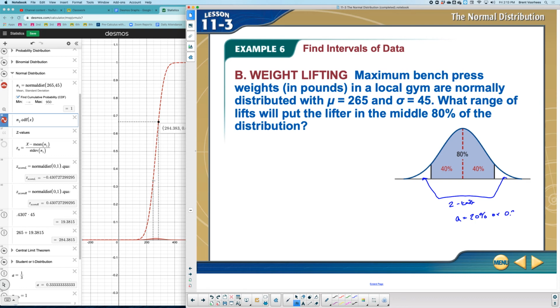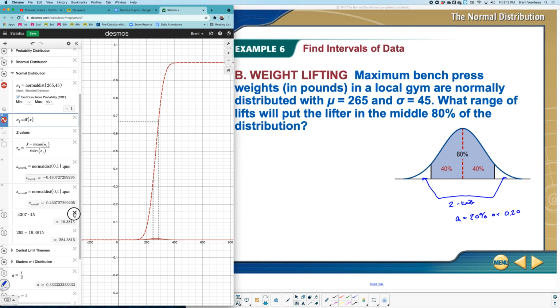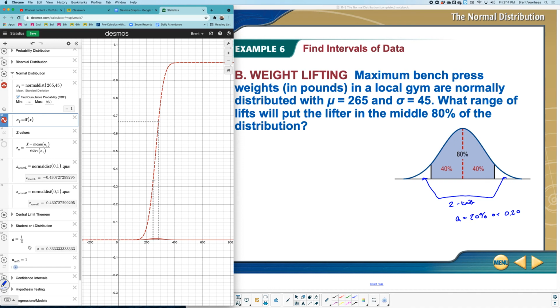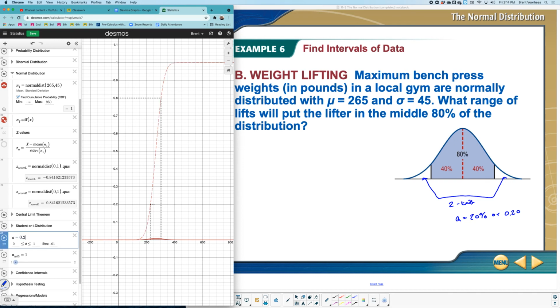or 0.2. So what I'm going to come over here and do, now let me delete this, is we're saying A is 0.2, but there are two tails. And I want to know, same situation, I want to know this middle 80%. And so this time it's giving me these z-score values, but if I can lift anywhere between these two weights, I should be in the inner 80%.